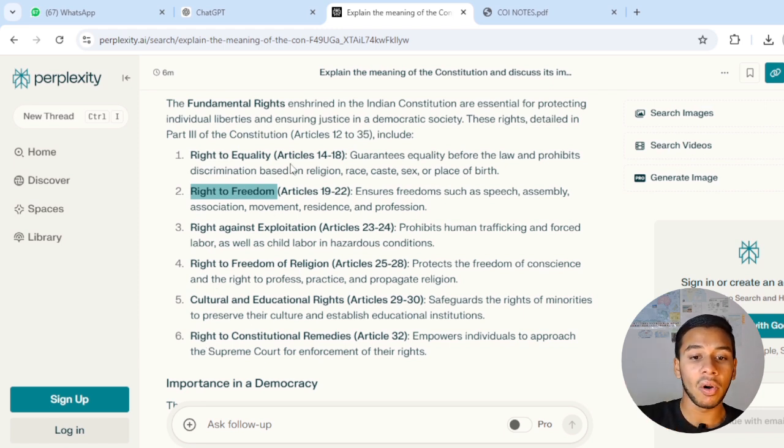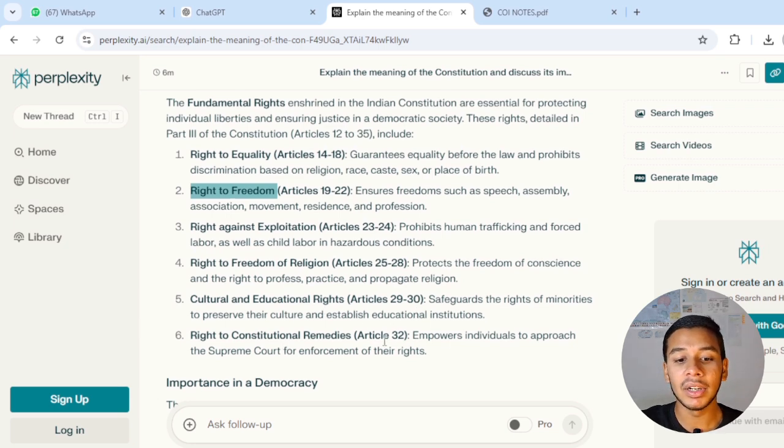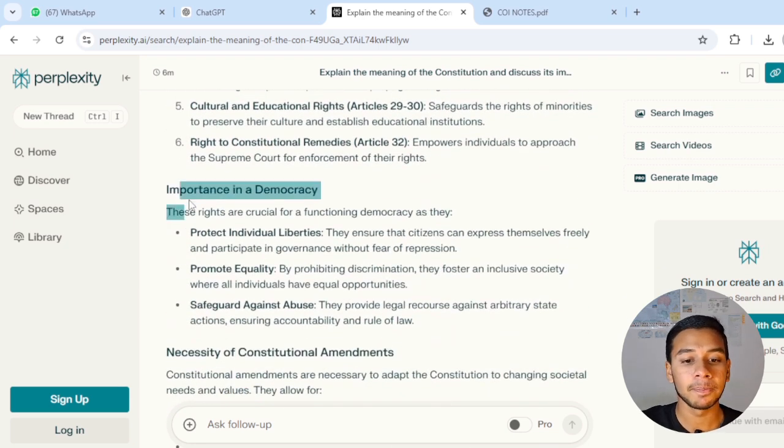You can just read all the articles. 14 to 18 is the equality, 19 to 22 is the freedom, 23 and 24 are the exploitation, 25 to 28 are the religious, 29 to 30 is educational rights, and 32 is constitutional remedies.